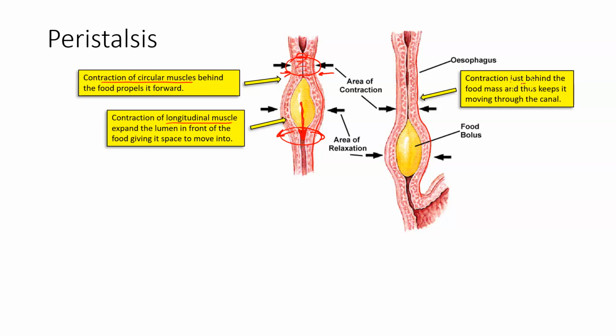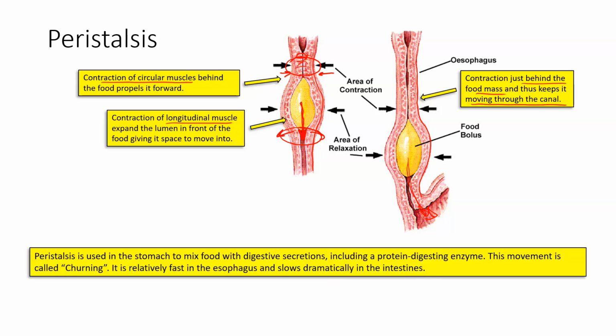Okay? Contraction just behind the food mass keeps the food mass moving through the canal, and so it works in one direction. It doesn't back up. It doesn't move in a non-desirable location or direction. It moves in a desirable direction, and in this case, moving down the esophagus and ultimately emptying into the stomach. Okay? Peristalsis, again, is used in the esophagus. It's also used in the small intestines. It's also used in the large intestines, but it also is used by the stomach.